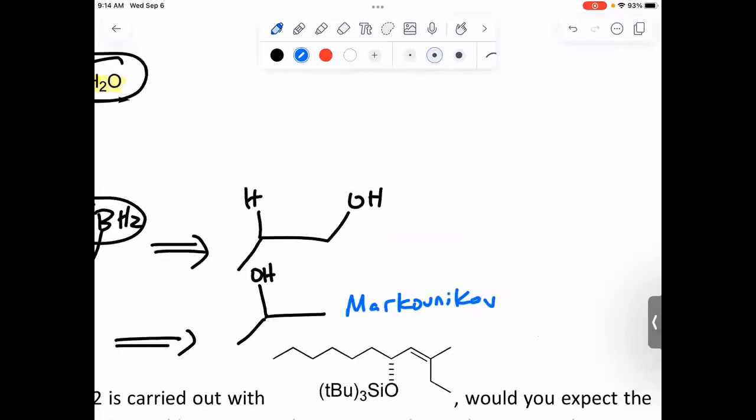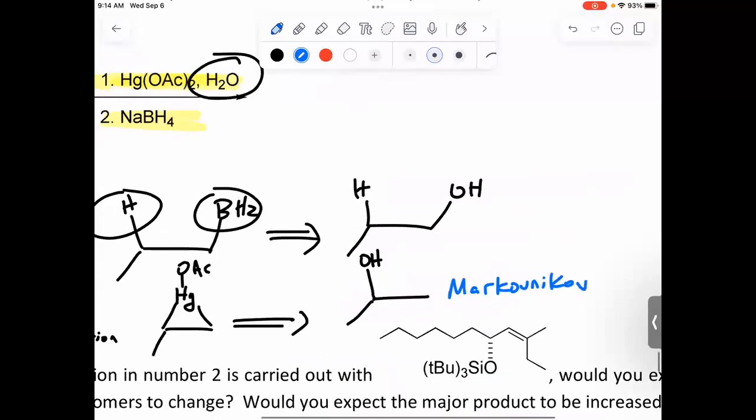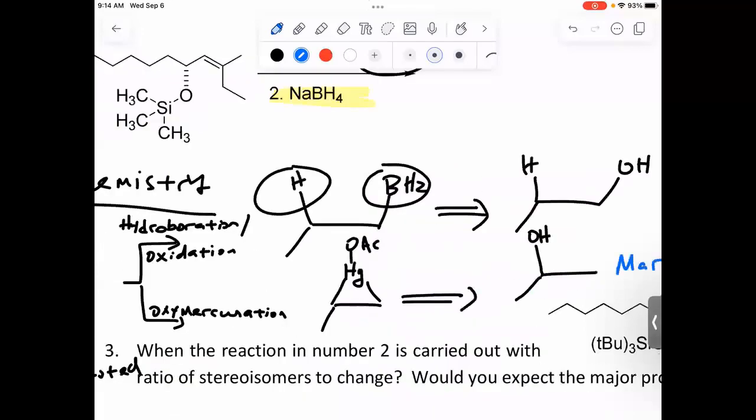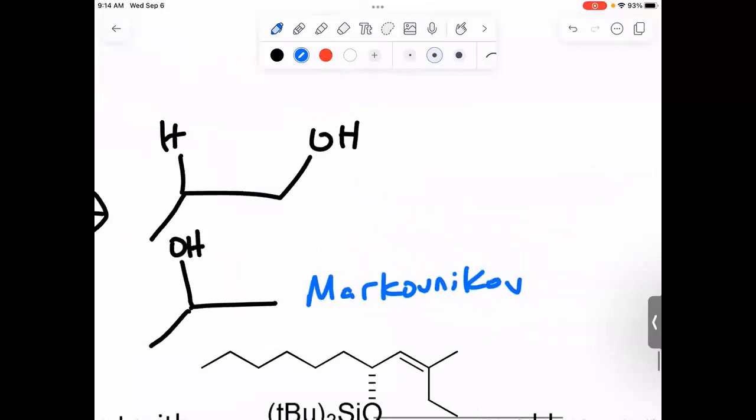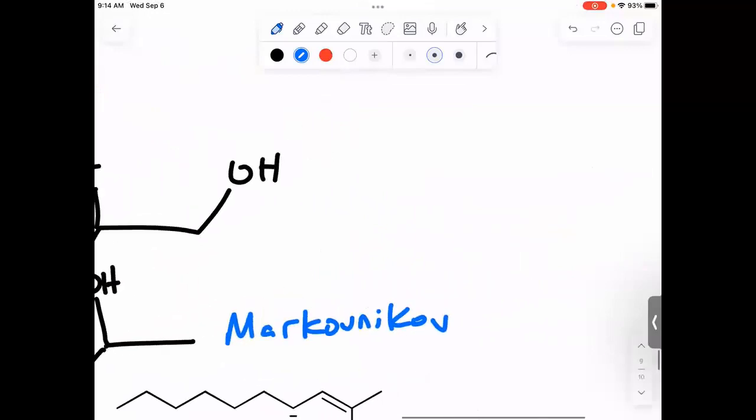And then the BH3, hydroboration oxidation, that would be, go ahead. What would we call that? By adding OH to the least substituted side. It would be anti-Markovnikov.